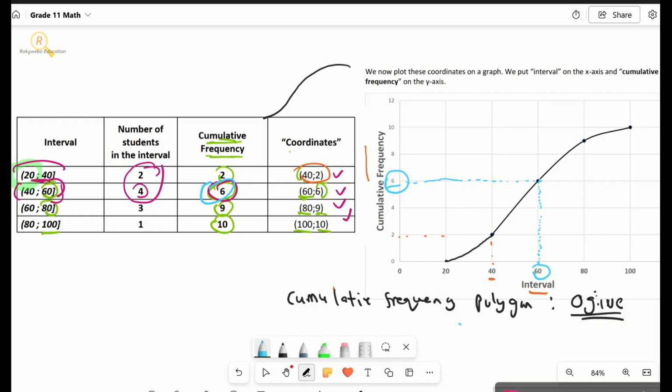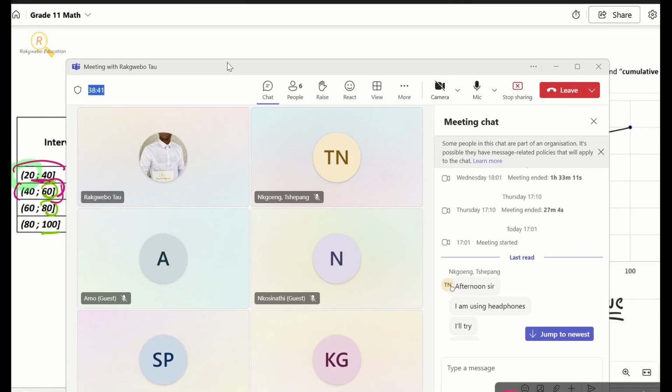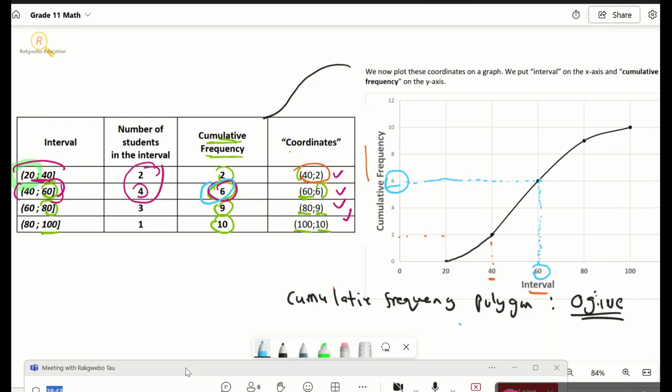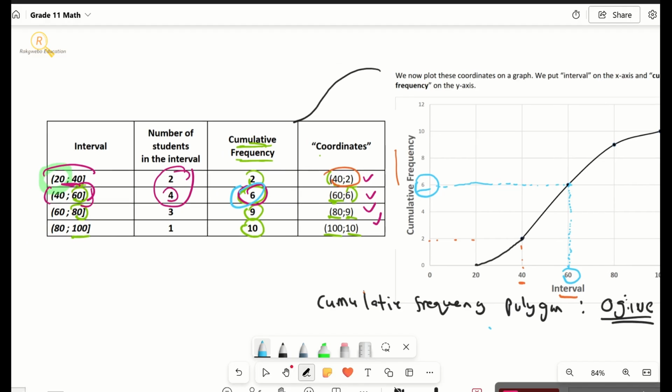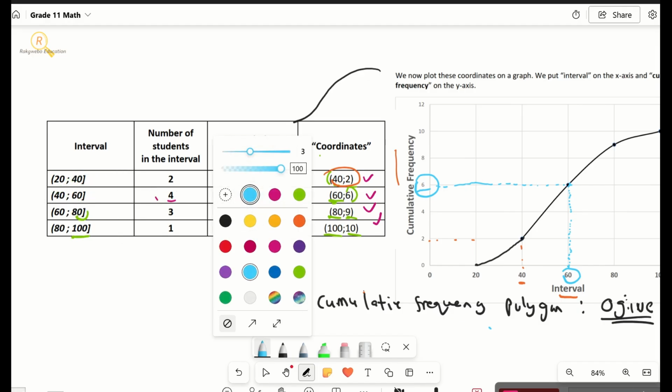You see the significance of how we use the Ogive? We use it to answer such questions. I'm going to do another example. If they ask you how many learners got a mark of 80 or less, let's start by using the table. Remember from the table, I'll do a summary.